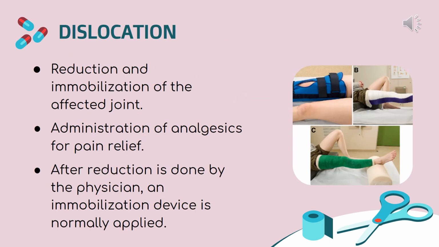So here we are now at the dislocation. In the treatment of dislocation, it involves the reduction and the immobilization of the affected joint. The administration of analgesics for pain relief will also be necessary in the treatment process. After the reduction is performed by the physician, an immobilization device is normally applied in order to prevent further injury. As you can see in the picture on the side, those are casts, which is worn by the patient.